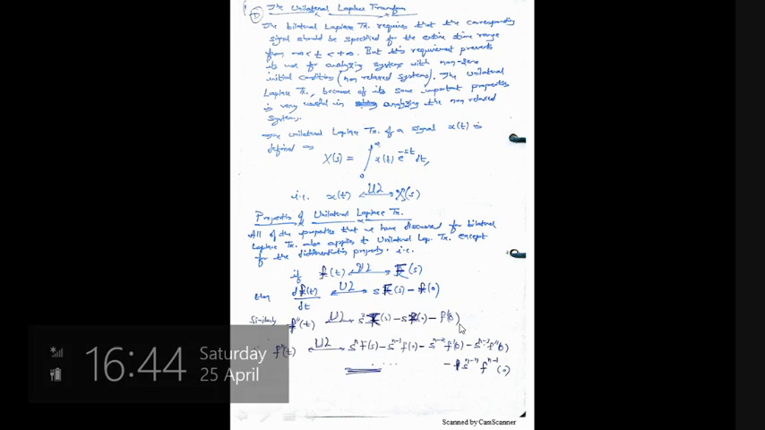Now, what is the property here? If f(t) has a Laplace transform defined as F(s), then the Laplace transform of f dash t, or df(t)/dt, will be sF(s) minus f(0). Very simple formula. Similarly, for f double dash t, or d2f(t)/dt square, the Laplace transform is s square F(s) minus s f(0) minus f dash 0.